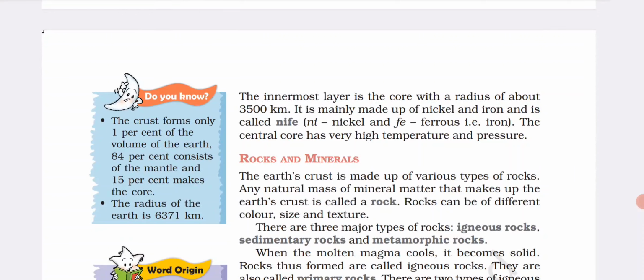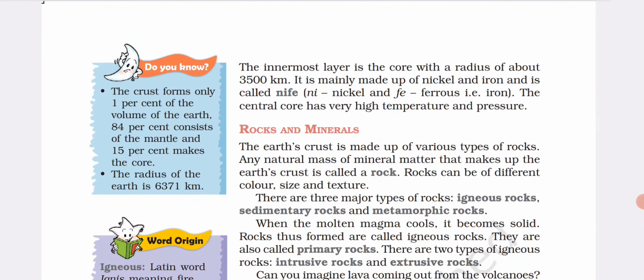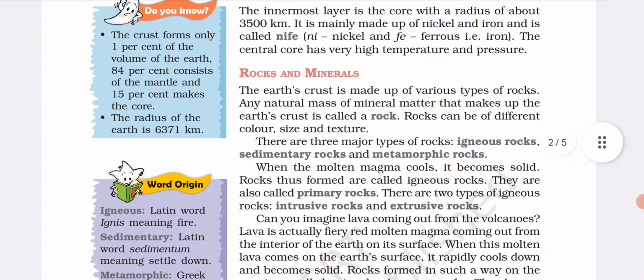The innermost layer is the core with a radius of about 3,500 km. It is mainly made up of nickel and iron and is called Nife, Ni for nickel, Fe for ferrous. The central core has very high temperature and pressure. Do you know the crust forms only 1% of the volume of the Earth? 84% consists of mantle and 15% makes the core. The radius of the Earth is 6,371 km.